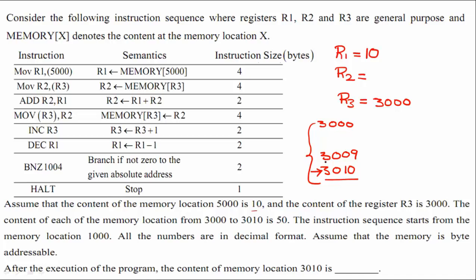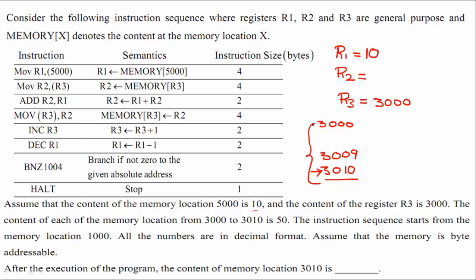Only from 3000 to 3009, the values will get manipulated, because the loop is getting repeated only for 10 times. So before we go to update 3010, the loop will get terminated and the contents of the memory location 3010 will not get updated at all. So this 3010 will remain the same.